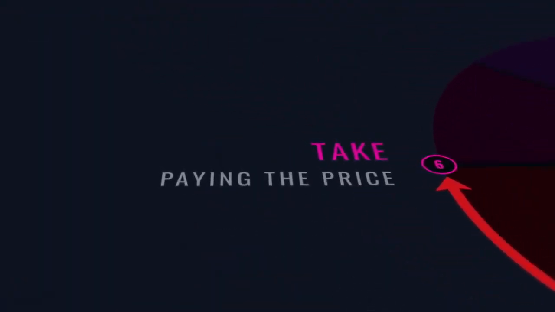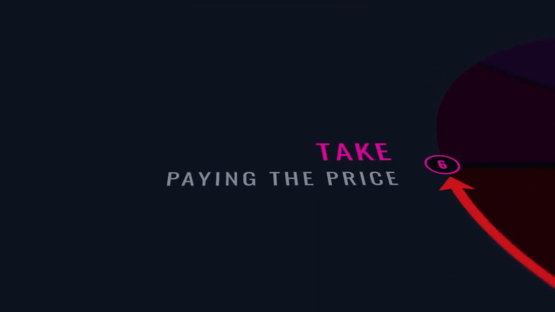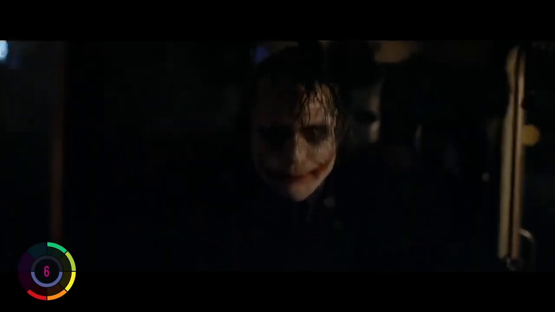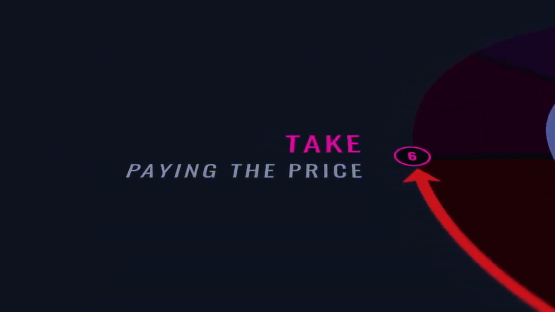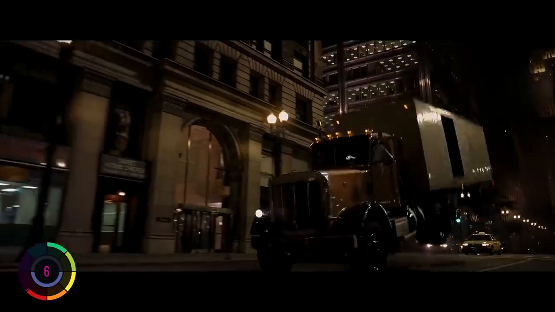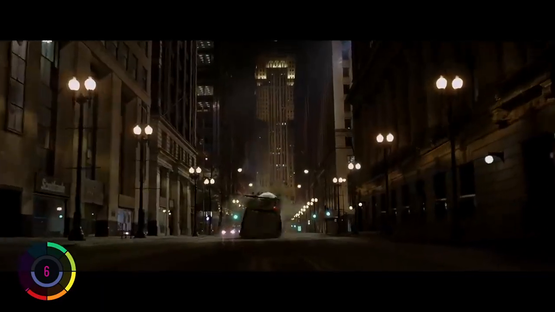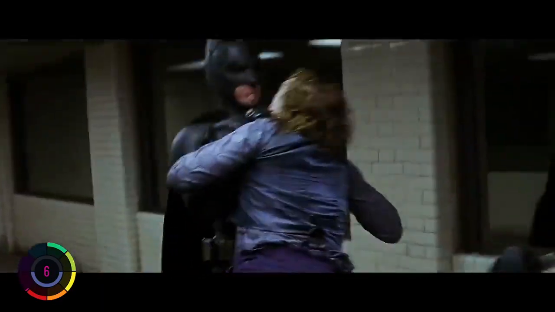Step 6, take. You take. Because once you get your hands on whatever it is that you want, you have to take it. But that may also mean that you have to pay the price, as Dan Harmon puts it. In this case, Batman finally captures the Joker. But the Joker reveals his trump card.